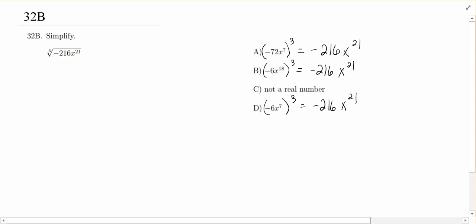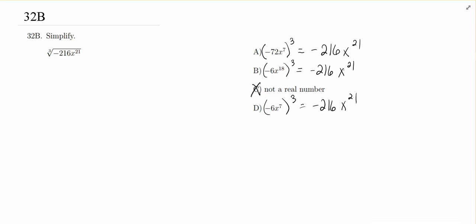As far as option C, this not being a real number, hopefully we remember that we're allowed to take an odd index radical of a negative number. If you cube a negative number, multiplying it by a negative an odd number of times, your final answer will be negative, and that's fine. The problem arises when you try to take an even index radical of a negative number. You can't multiply a negative number by itself 4 times and get a negative. In this case, our index is odd, so C is not the right answer.